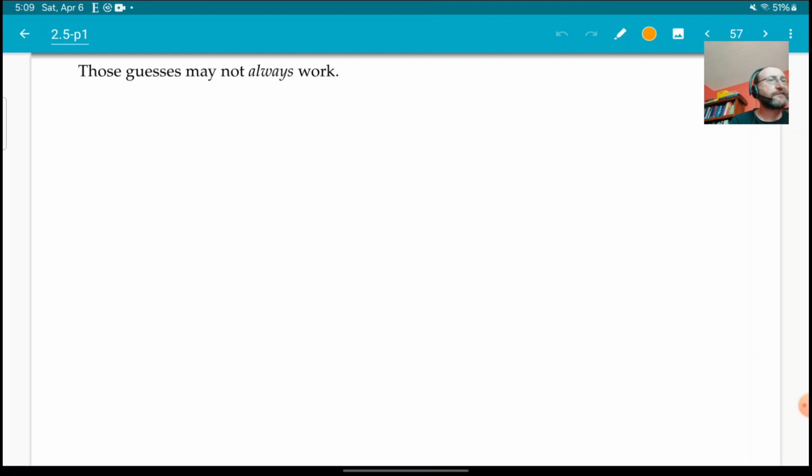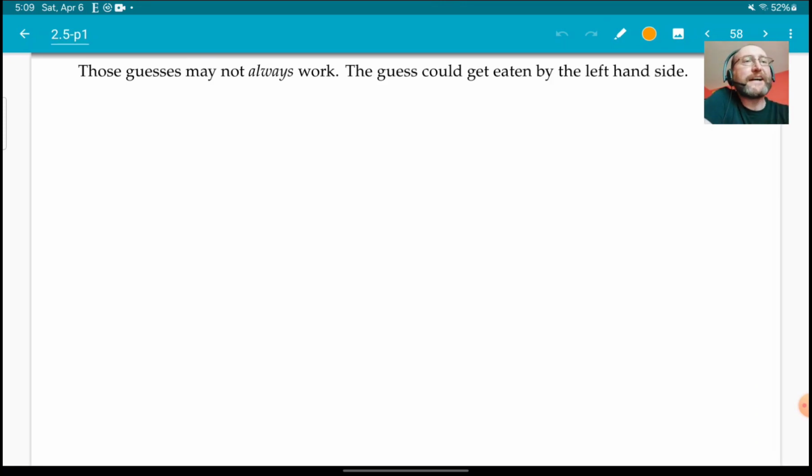Now, it almost seems like we now know, at least for a lot of different right-hand sides, how to get that particular solution. Well, these guesses don't always work. They mostly work, but they don't always, because sometimes that left-hand side, that L, could just eat your guess and give you nothing to work with. Let's see an example of this.